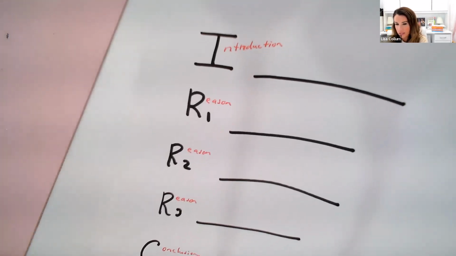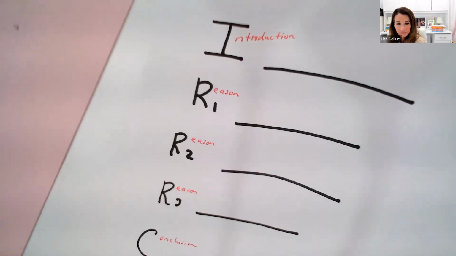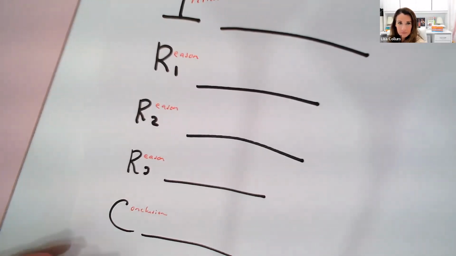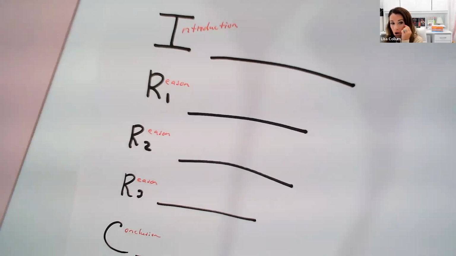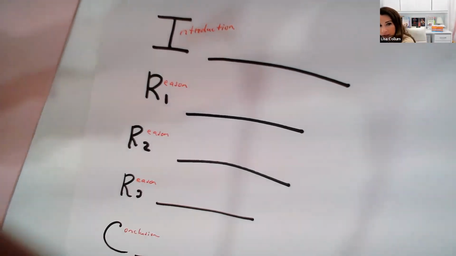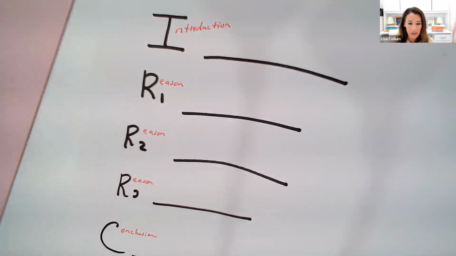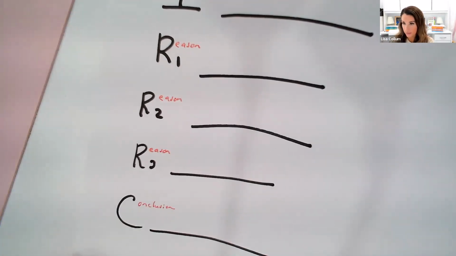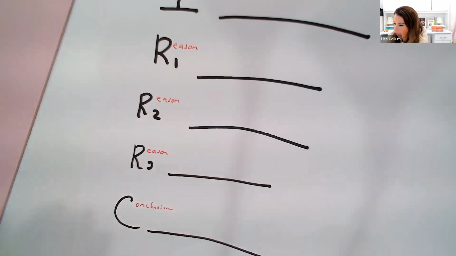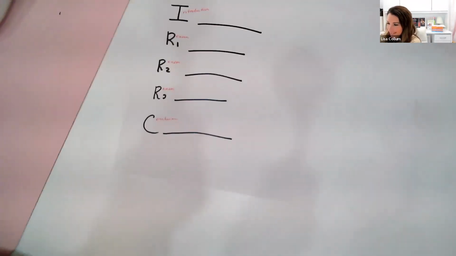So I stands for introduction. R1 stands for reason 1. R2 stands for reason 2. R3 stands for reason 3. And C stands for conclusion. Okay, but I'm not quite done yet.